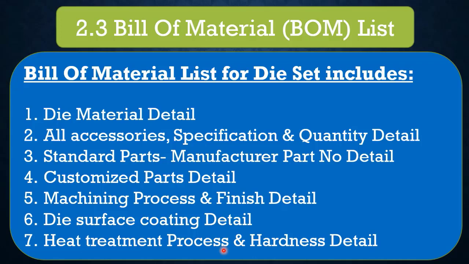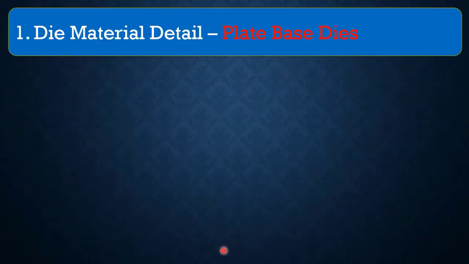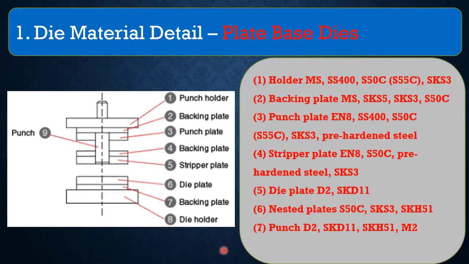item, die material. So in die material I have broadly classified two designs of die. Number 1, plate based die, and number 2, casting based die. In the plate based die, you can find the various materials we are using, starting from the holder, which is nothing but the top plate and bottom plate, and back plate, punch plate, stripper plates, die plates, and nested plates, and punch and die. So these are the main components, and you can find various materials used, as available in their own countries.